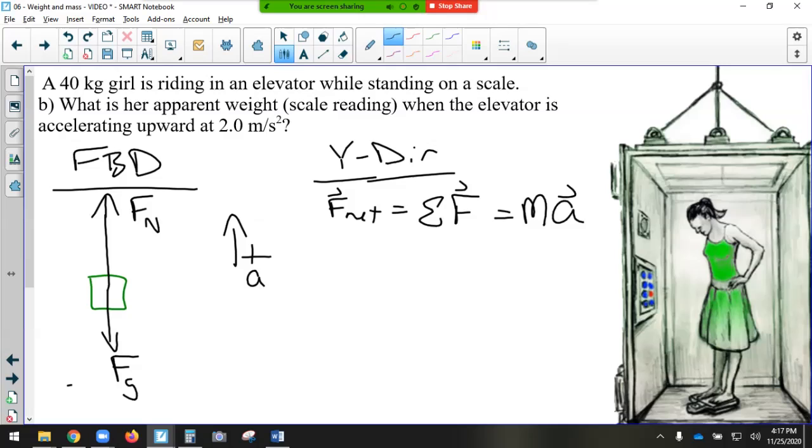So again, free body diagram of the girl. So this is the girl's mass in question. There's two forces only. You have a normal force, which is her apparent weight, plus her weight, her gravitational weight, her weight according to Earth's gravity.